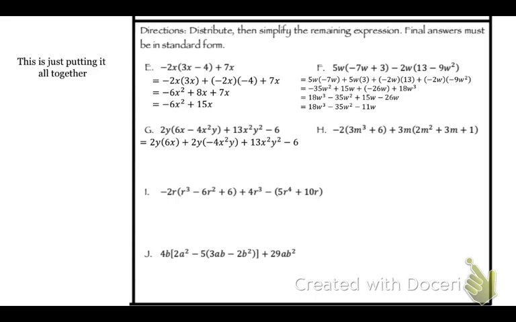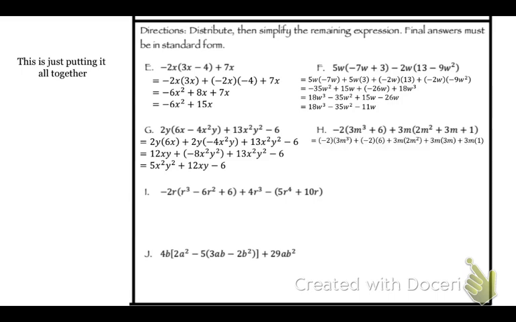For G, distribute that in. 2y times 6x is 12xy. 2y times negative 4x squared y is negative 8x squared y squared. And then 13x squared y squared minus 6. Combine like terms, and you get 15x squared y squared plus 12xy minus 6.